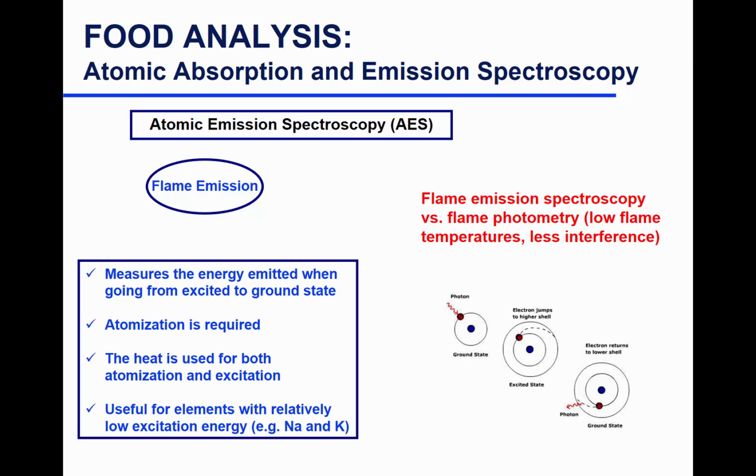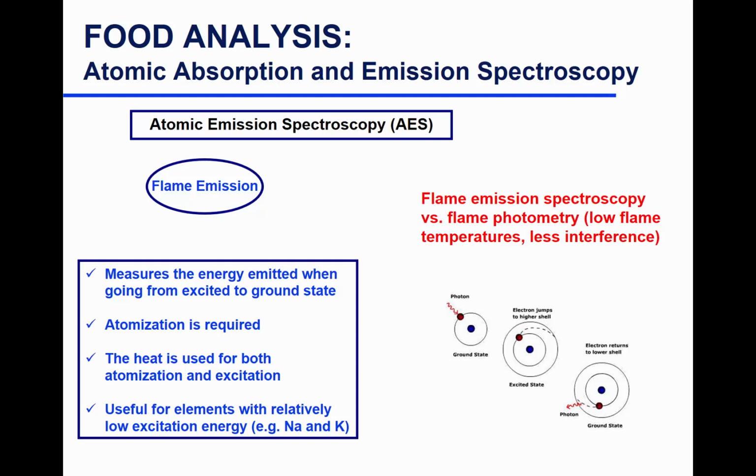It's the same thing. You need atomization to occur. That means you need to break the bonds within a mineral molecule. And then you need excitation as well. But in this case, because it's called flame emission, you get to atomize and excite using the flame. There is no lamp involved. So only minerals or elements that are excited at low energy, sodium and potassium as an example, can be measured with flame emission. So those that get excited at lower energy, that means excited with the heat from the flame.